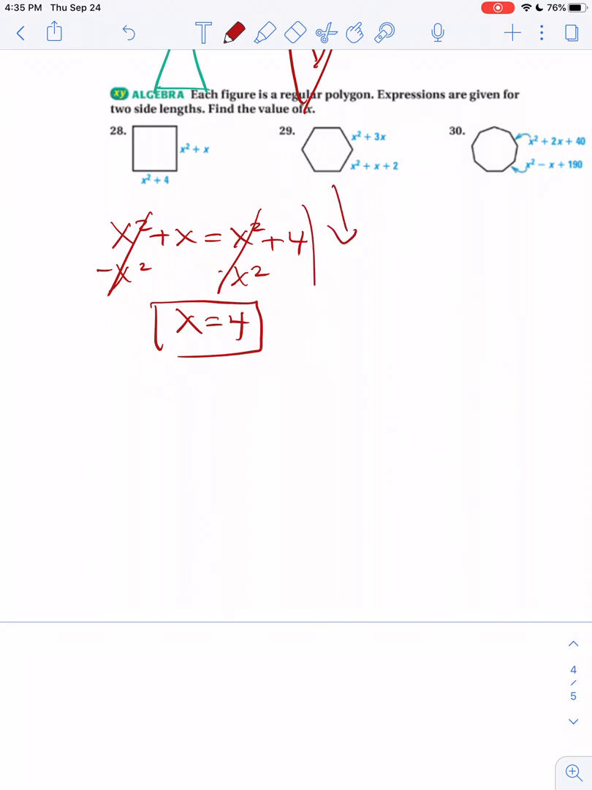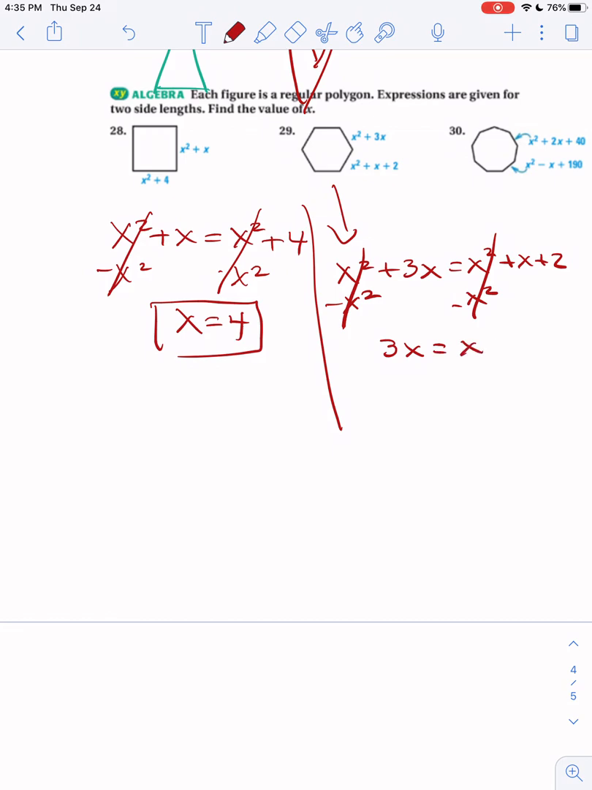Let's try one more. We're going to say that x squared plus 3x equals x squared plus x plus 2. Again, it looks like our x squareds are going to cancel out. It's going to make our work a little bit easier. So we get 3x equals x plus 2. Subtract 1x from each side. Divide each side by 2. We get x equals 1, and we're done.